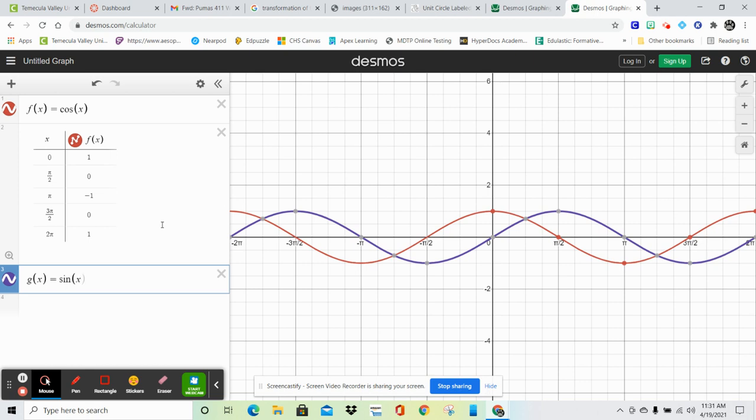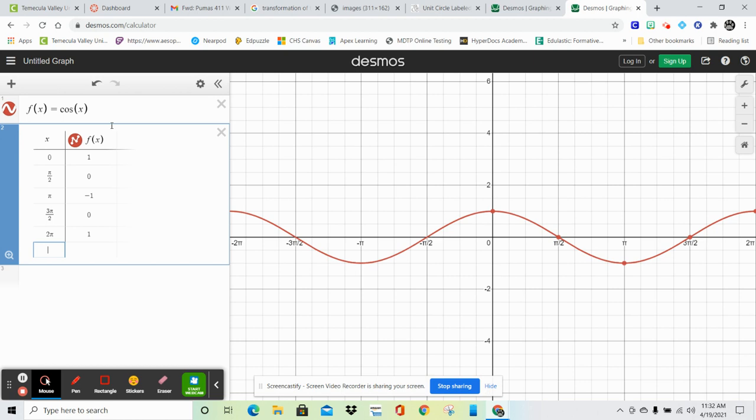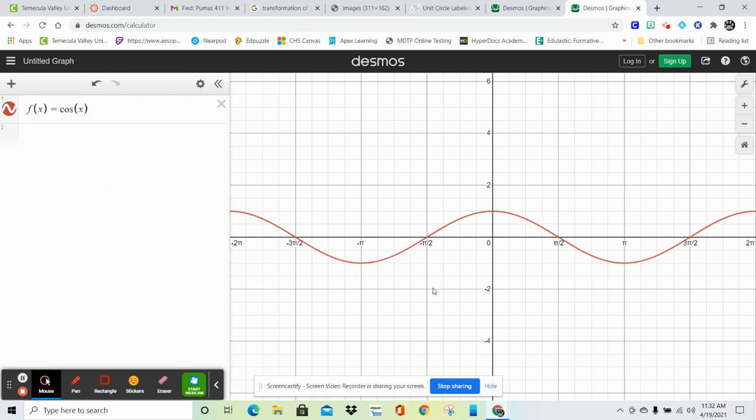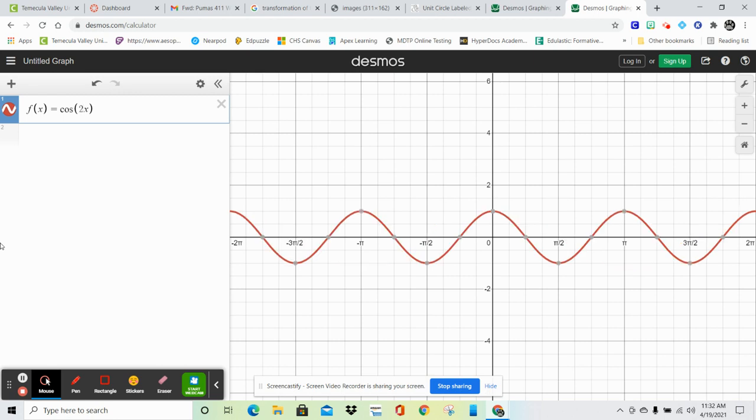So let's ask you guys a couple questions here about period. Okay, so erase one of these here. So right now, for this graph, cosine x, what is the period here? Is it 0, is it pi, or is it 2 pi? All right, and you answered that one. Okay, what about for this function? Cosine 2x, what is the period here? Is it 0? Is it pi halves? Is it pi? Is it 2 pi? What is the period here for cosine of 2x?